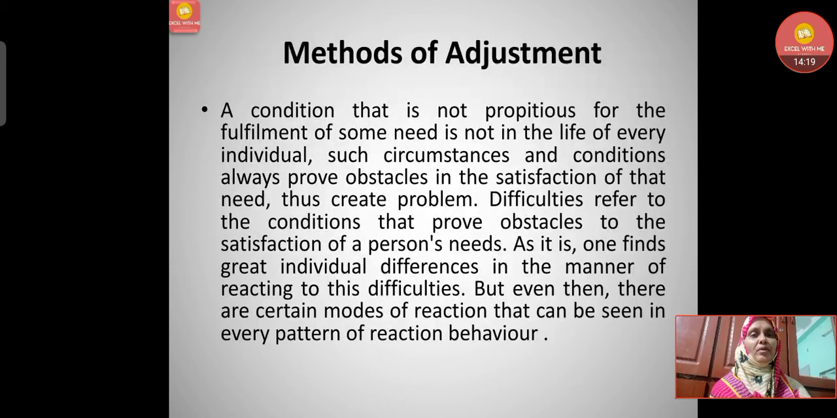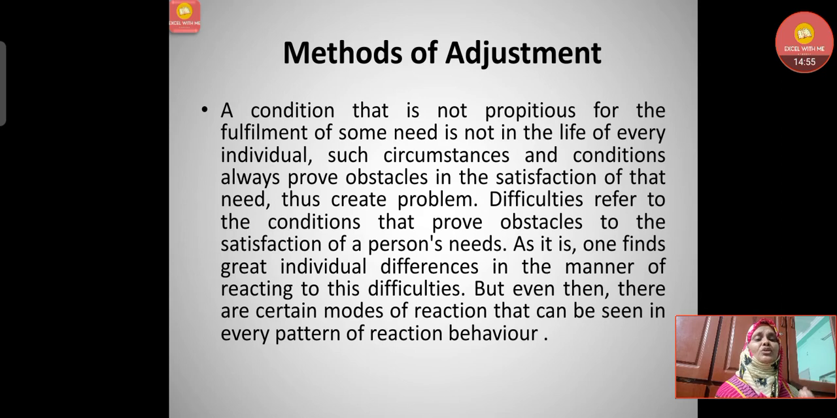That is very important. Now, methods of adjustment, let's understand here. A condition that is not propitious for the fulfillment of some needs is not in the life of every individual. Such circumstances and conditions always prove obstacles in the satisfaction of that need, and thus create problems. That means whatever happens, fulfillment of needs is not there in every individual's life.